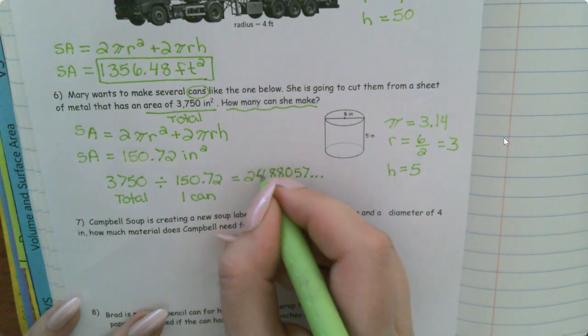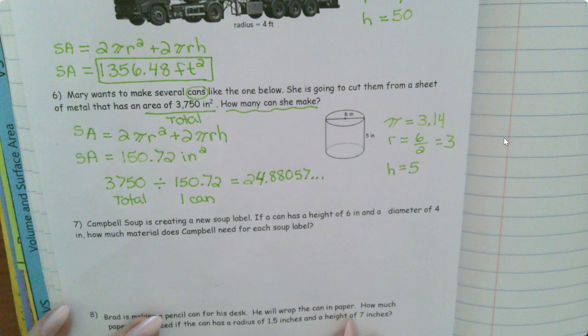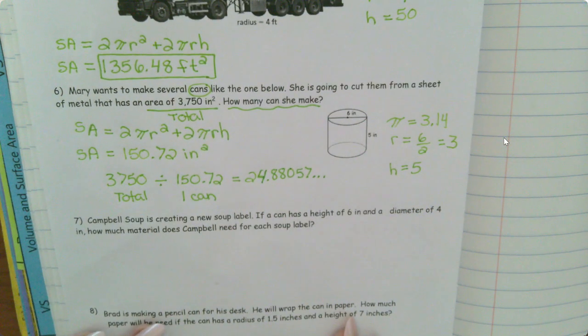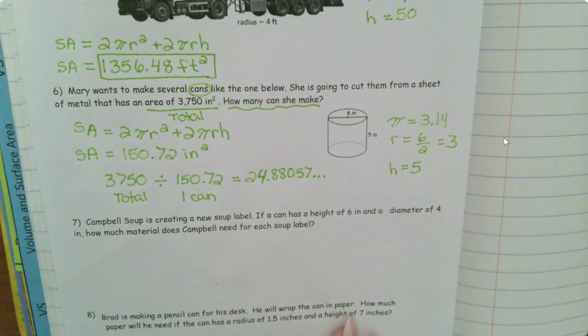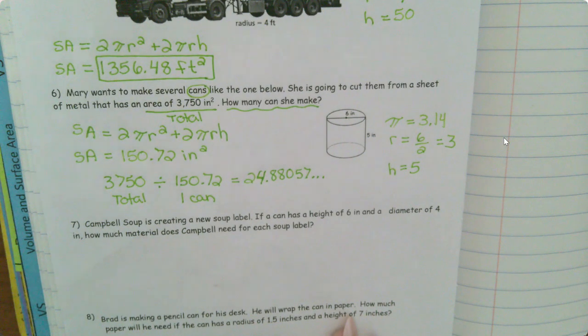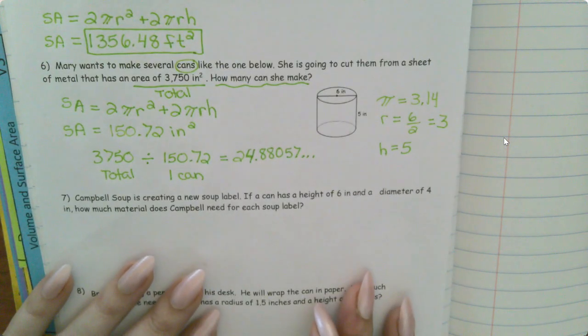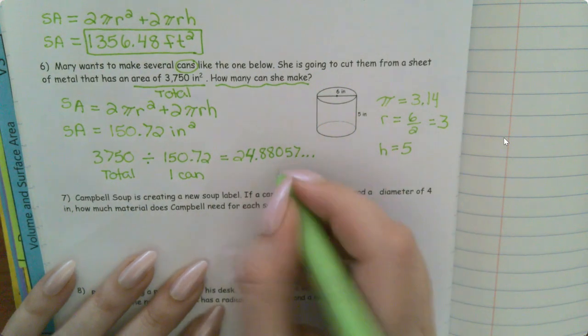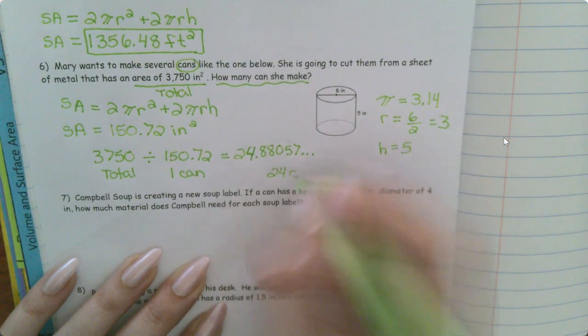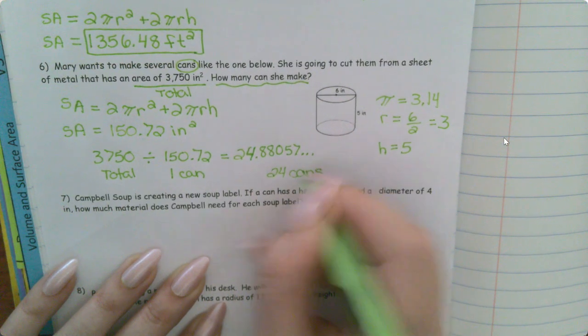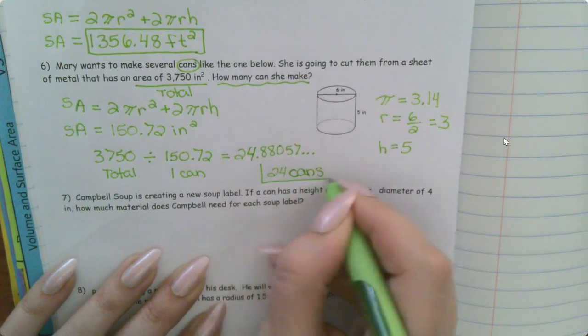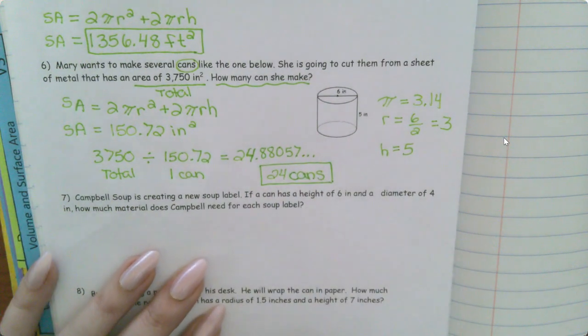But my question is, how many cans can she make? What would be my answer for this? 24. Why did you round down instead of up? There's an 8 in the tenths place. Why did you round down? Yeah, there's not enough for 25 cans. So even though you think, I'm going to round up, there's not enough steel for 25 cans, or whatever the metal is. So my answer to this would be 24 cans because you can't make a part of a can. And then I'm boxing that in as my final answer for the question.